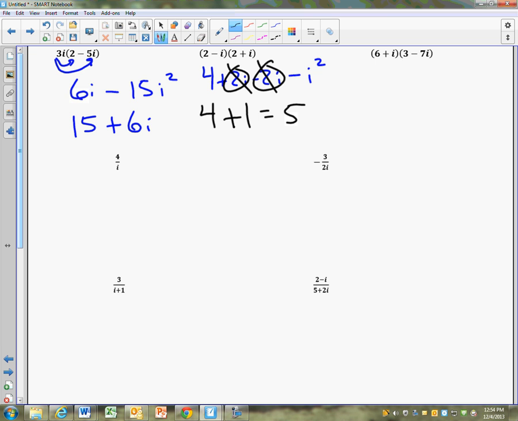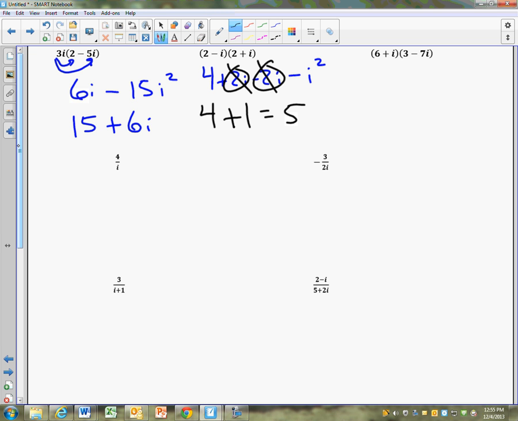Isn't that weird? So, if you take 5 and divide it by 2 minus I, what do you get? You get 2 plus I. Isn't that kind of weird? But it's the way it works.